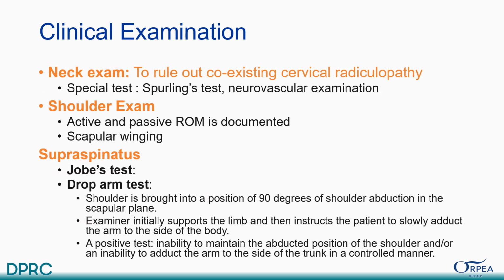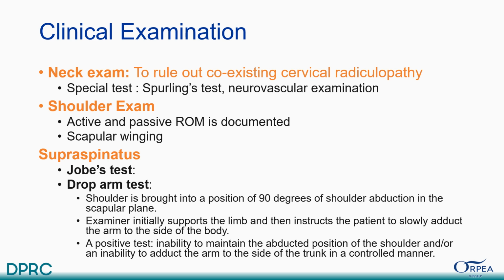So once we go through the history, then we need to do a physical examination, right? For the neck, we have to start with the proximal joint, that is the neck, to rule out coexisting cervical radiculopathy. And there are special tests like Sperling's test and neurovascular examinations to find out nerve compression and vascular involvement.